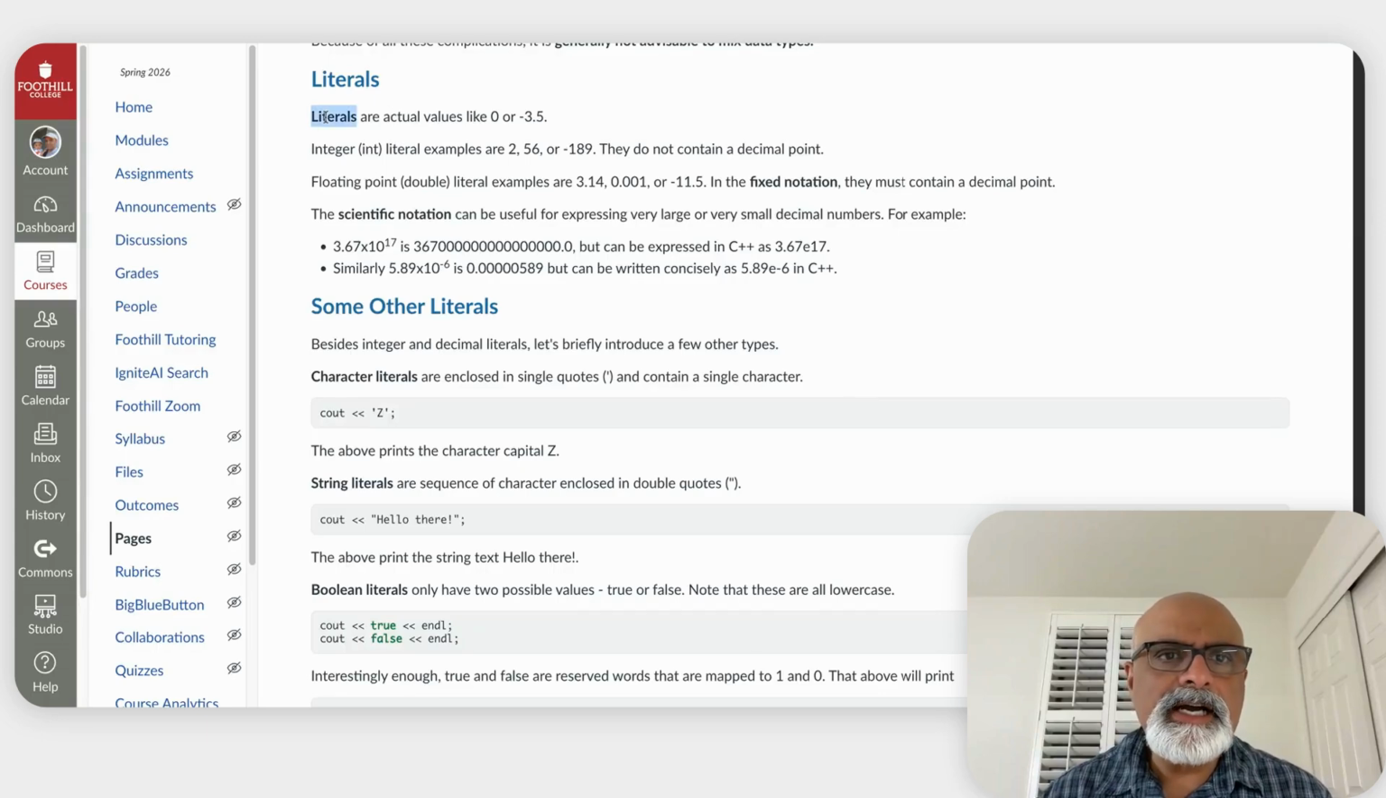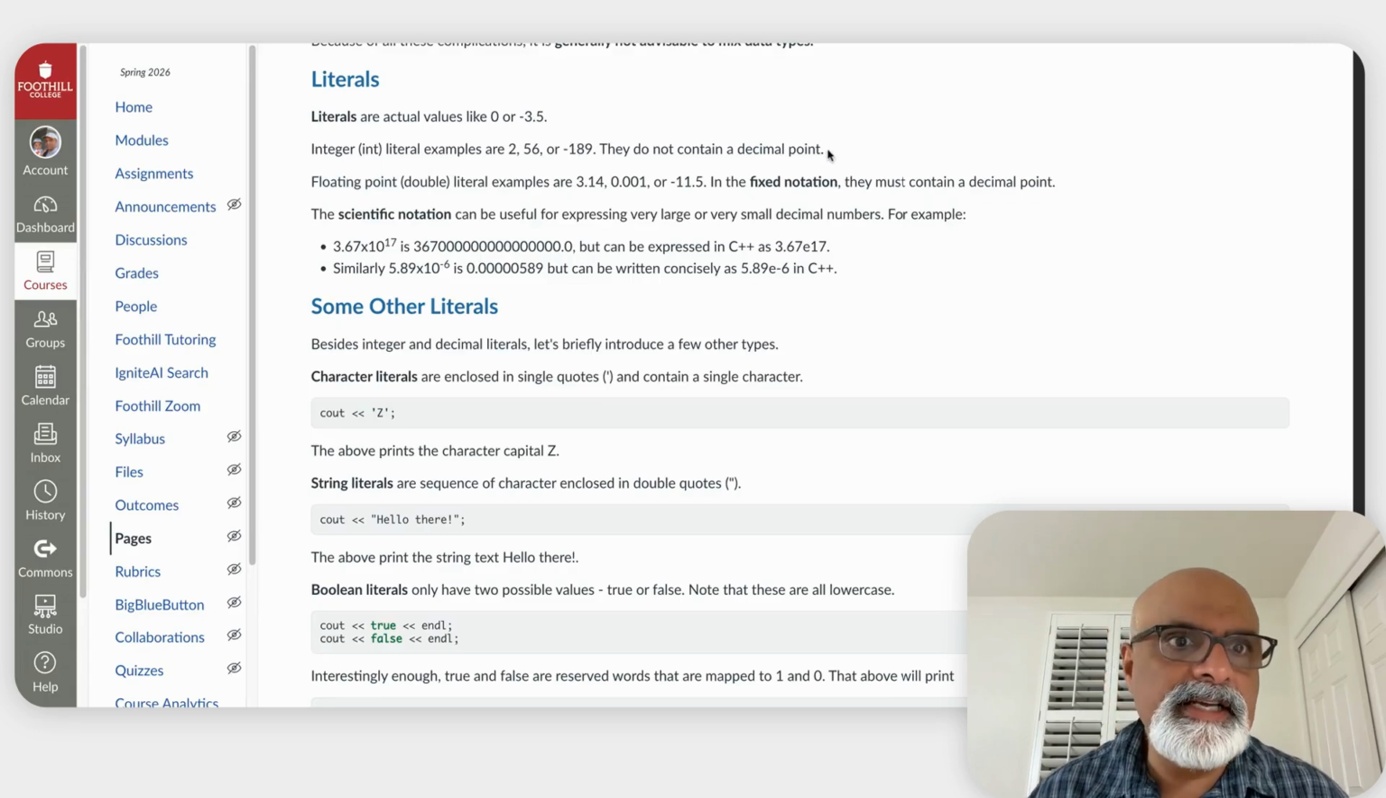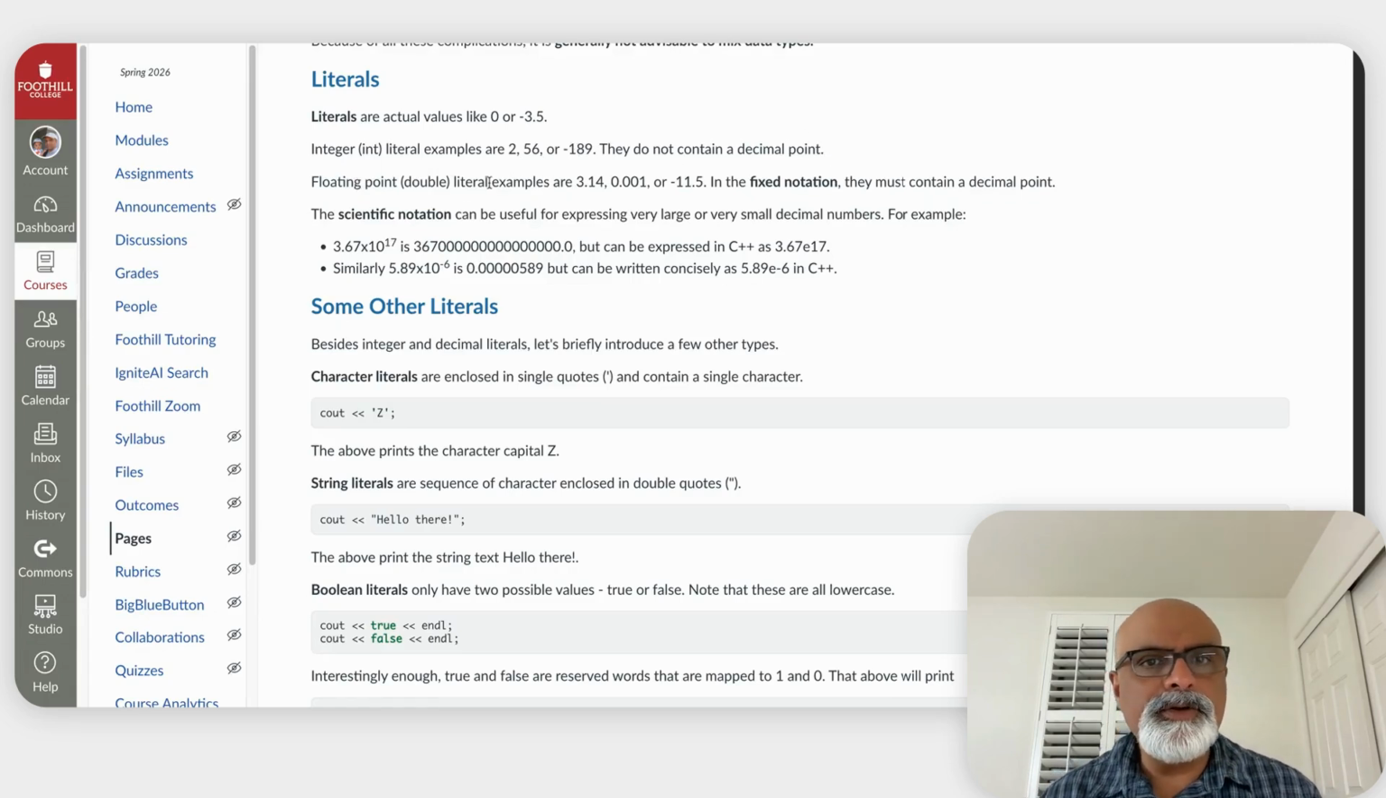Now let's talk about literals. As you know, literals are actual values like a 0 or a negative 3.65. Now, for numeric literals, there are two. There are integer literals and floating point or decimal literals, right? Integer literals examples being 2 or negative 189. Now, these obviously do not contain a decimal point. Floating point literals do, examples being 3.14 or negative 11.5.